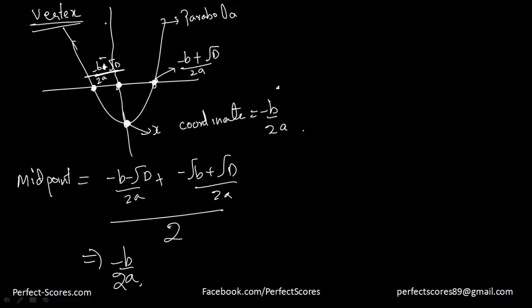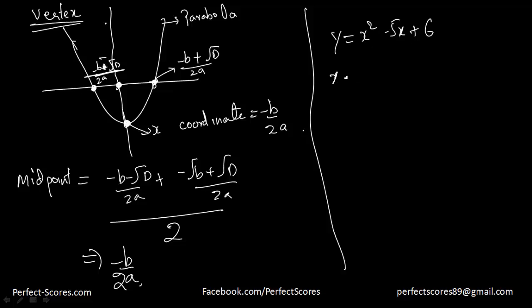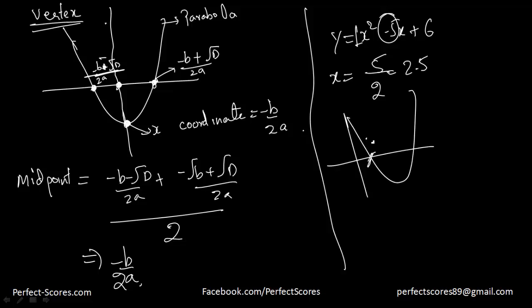So what is the x coordinate of the vertex? The x coordinate of the vertex is always going to be equal to minus b over 2a. So if you have any quadratic function, let's suppose x square minus 5x plus 6, what is going to be the x coordinate of the vertex? The x coordinate of the vertex is going to be 5 over 2 times a, that is 2, that is 2.5. So that means the quadratic function is going to be like this. The roots are 2 and 3, and the x coordinate is going to be 2.5.